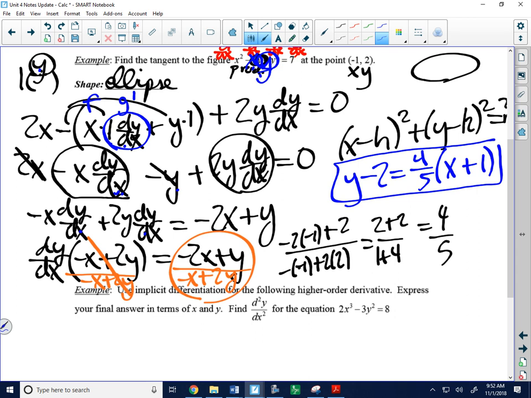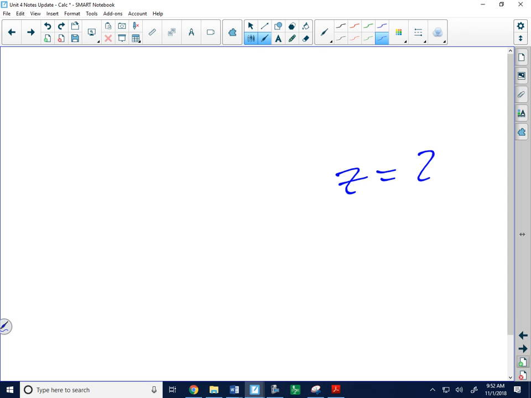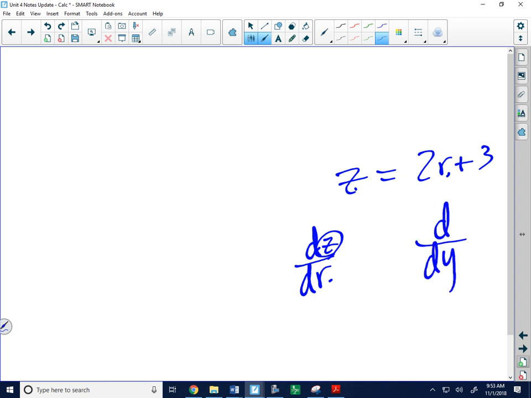What's the difference between d dx and dy dx? d dx says you're doing the derivative of something with respect to x. dy dx says it's the derivative of y. So if our function was z equals 2r plus 3, I would need to do dz dr, the derivative of z with respect to the r variable. So the first one tells you what you're doing the derivative of, and then the second one tells you the variable. And if it's just d dx, that says just the derivative of whatever it is you're doing.